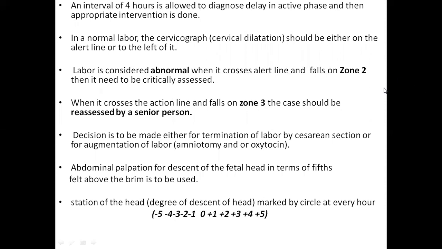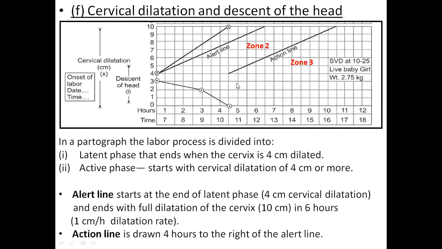An interval of 4 hours is allowed to diagnose delay in the active phase, and then appropriate intervention is done. In a normal labor, the cervicograph, that is cervical dilatation, should be either on the alert line or to the left of it. Means in a normal labor, the cervicograph should be left to the alert line. Means like this. This is the normal labor, showing the progress of the normal labor.